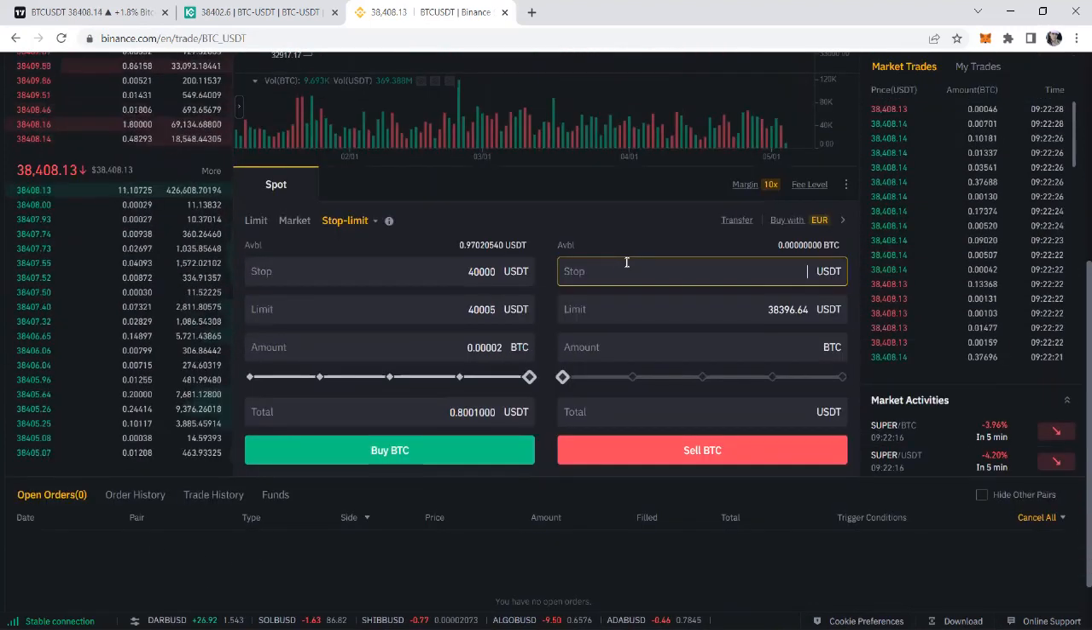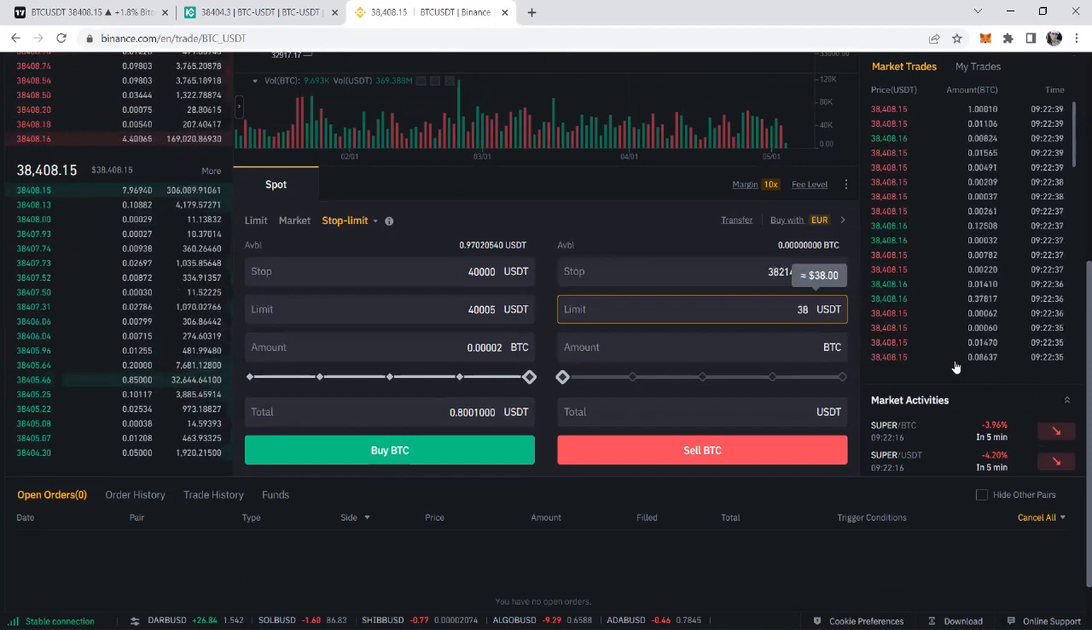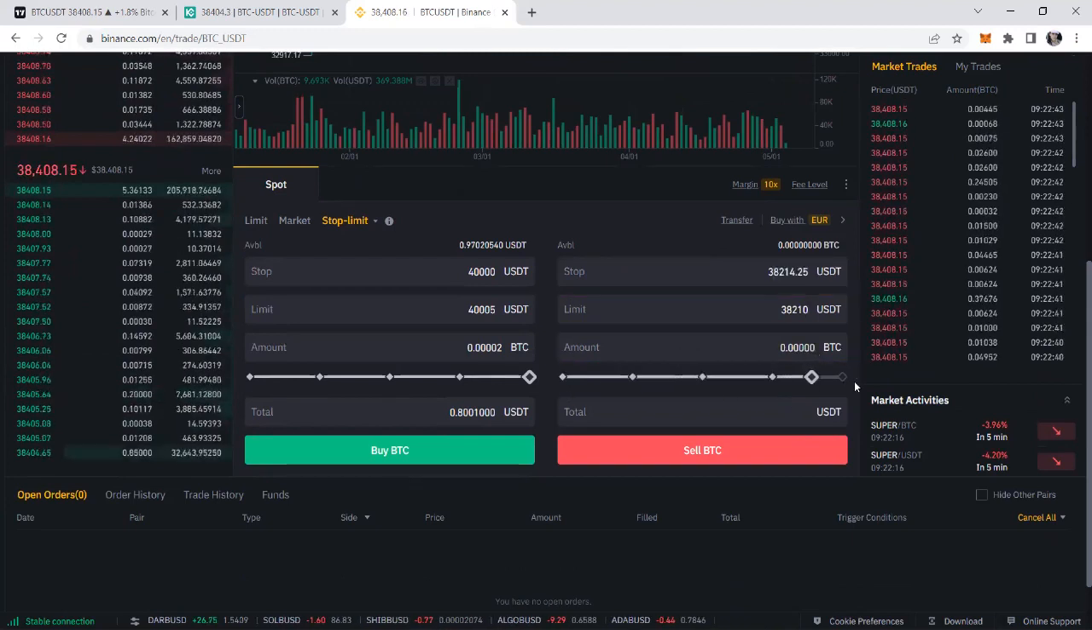Okay, the sell is the same. So you'll put in your stop limit. If Bitcoin reaches $38,214.25, then it will sell at $38,210. And then you can select the amount of Bitcoin that you want to sell, whether it be all of it or 50%.